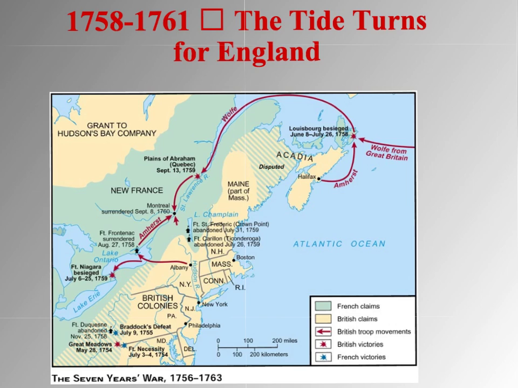When Fort Frontenac surrendered, that basically cut off communication between the Ohio River Valley and Montreal, one of the strong points of the French. But also by taking Louisburg up in the northeast, the British are basically able to cut off the French supply line, as that was the entry point down the St. Lawrence River to the Great Lakes.